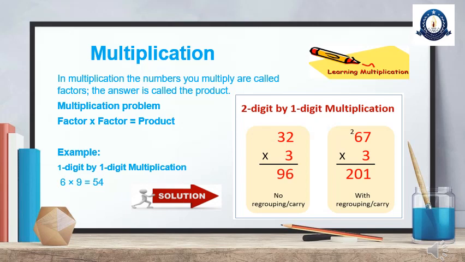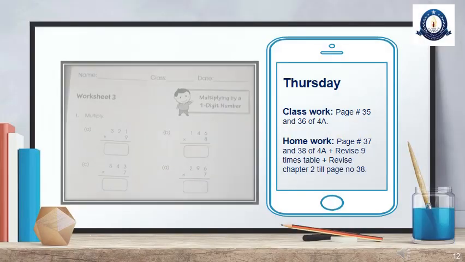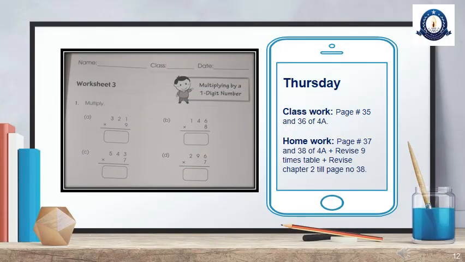So, now you will see classwork and homework pages. And in classwork and homework pages, you will do two digits by one digit multiplication. Work for Thursday. Classwork do page number 35 and 36 of 4A. And the homework is do page number 37 and 38 of 4A. Plus revise 9 times table.